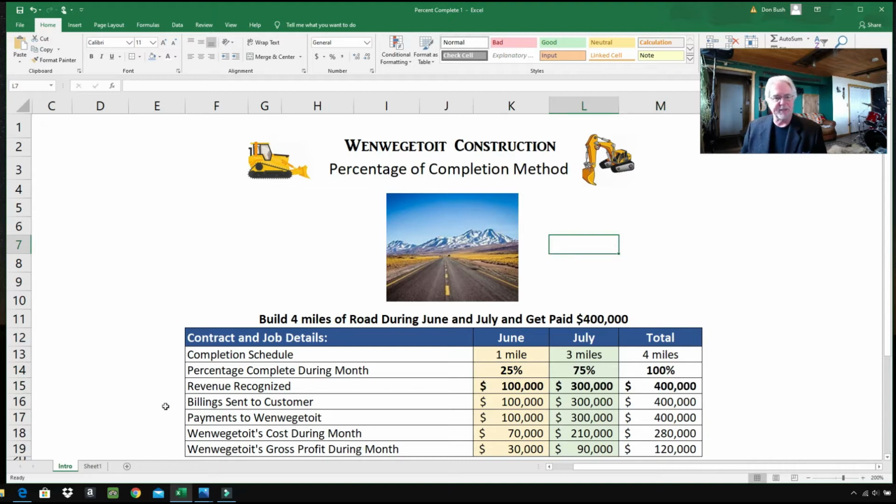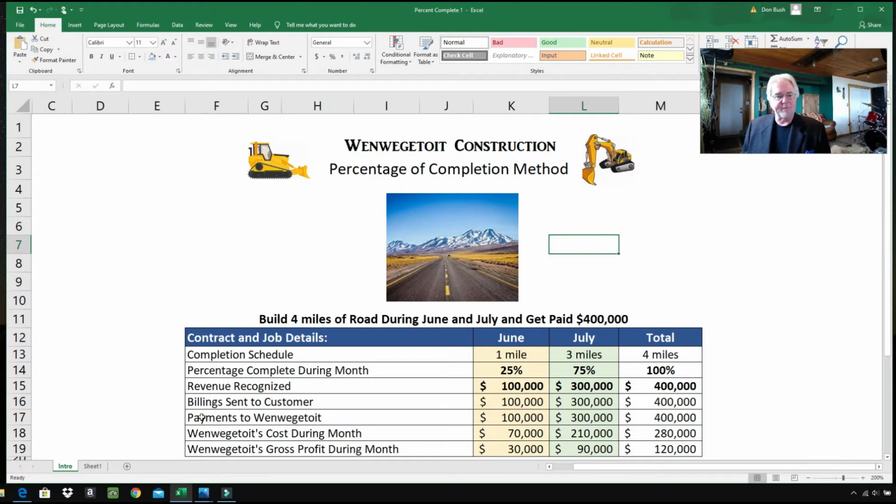So coming down, the next line is billing sent to customer. Now, this is an account that is very unique to the percentage of completion method. It takes a little getting used to at first, but it's pretty easy. Its purpose is to not double count the assets, and I won't go into detail why it works that way. So billing sent to customer, $100,000. They're going to send a bill to the state of Colorado for $100,000. And in July, they're going to send a bill to the state of Colorado for $300,000, which would bring them to the full contract amount.